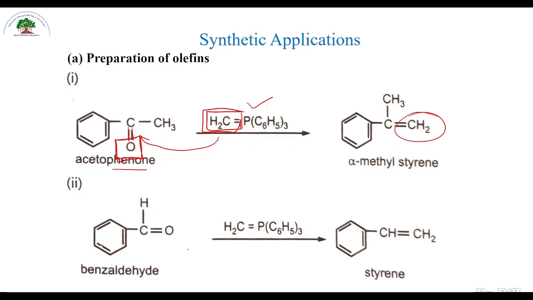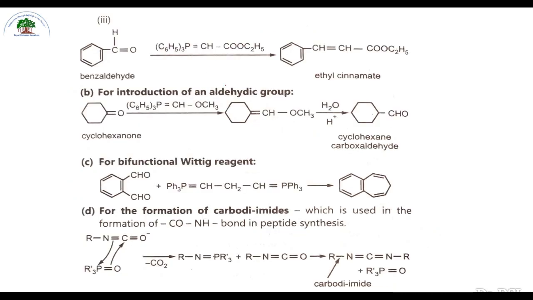So acetophenone upon reaction with phosphorus ylide gives alpha methyl styrene. Benzaldehyde reacts to give styrene. Similarly, we can synthesize ethyl cinnamate. For the synthesis of ethyl cinnamate, we need this part doubly bonded with phosphorus. See, this is the part, and it reacts with benzaldehyde to give the desired alkene.